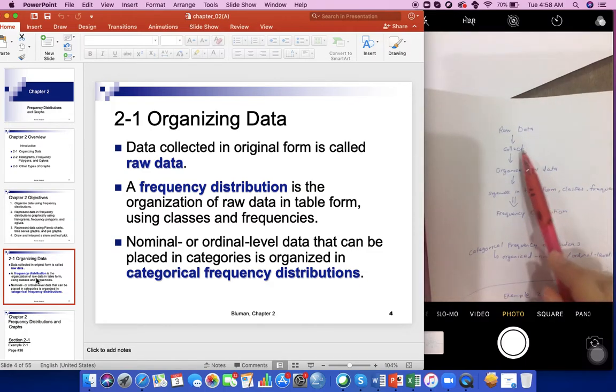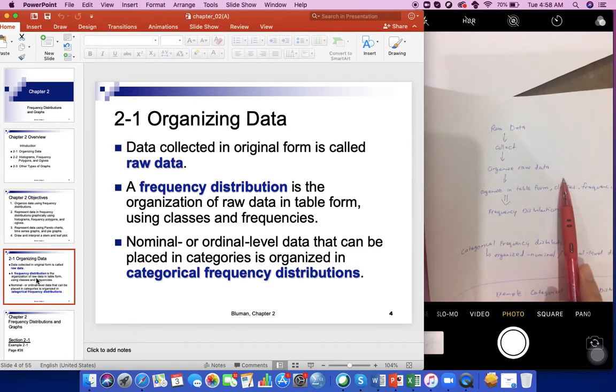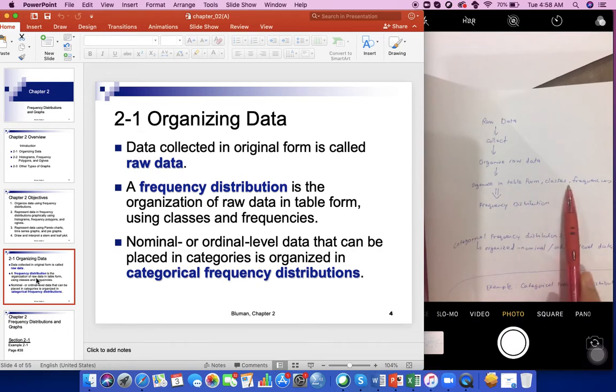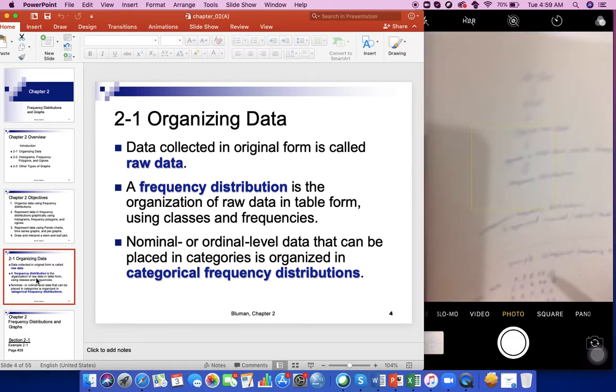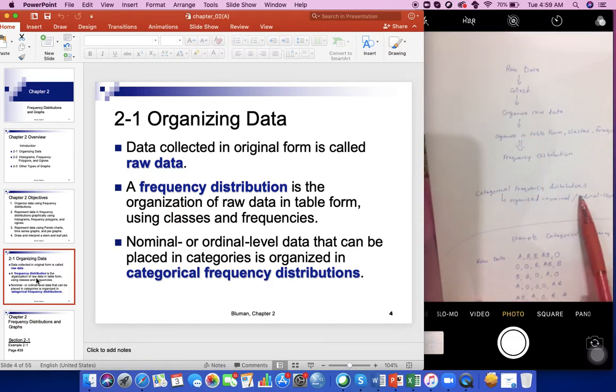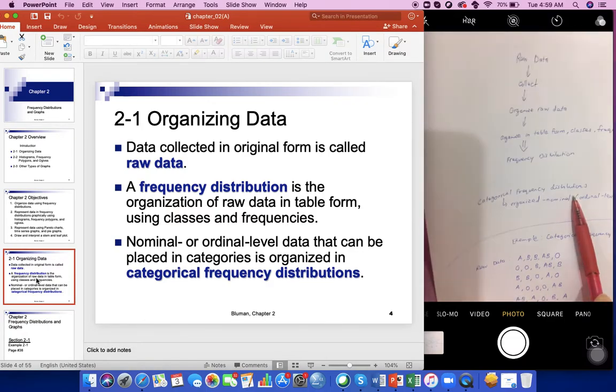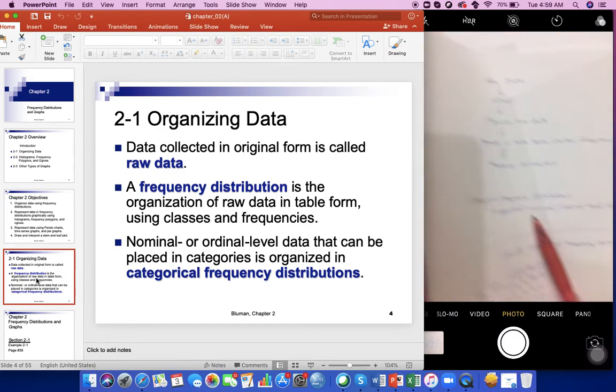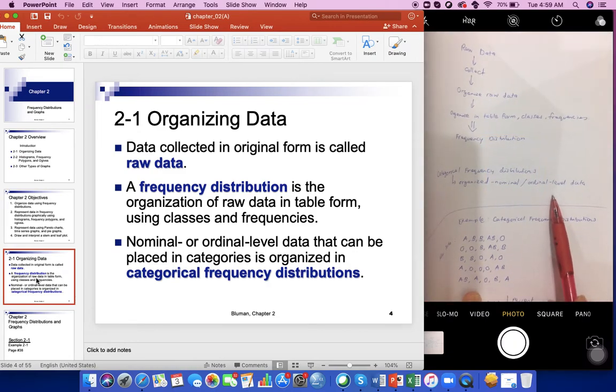So once you collect the raw data, you want to organize it. How to organize that raw data? Using table form, classes and frequencies. This we call a frequency distribution. So for frequency distribution, we have the categorical frequency distribution, where we can organize nominal and ordinal level data.